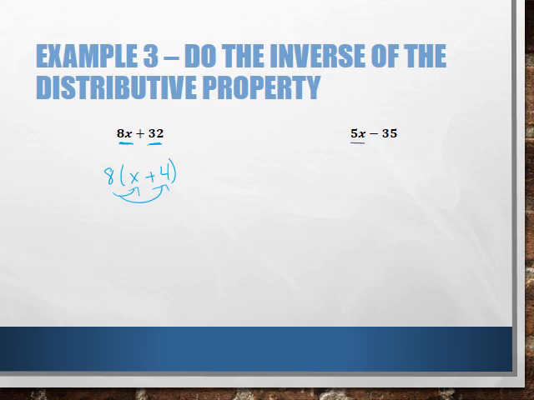What do I see over here in 5x and negative 35? Well, I see a 5. So if I pull a 5 out, 5x divided by 5 is going to leave me with x. And a negative 35 divided by 5 leaves me with negative 7. And if I distribute, I can actually double check that. 5 times x is 5x. 5 times negative 7 is negative 35.